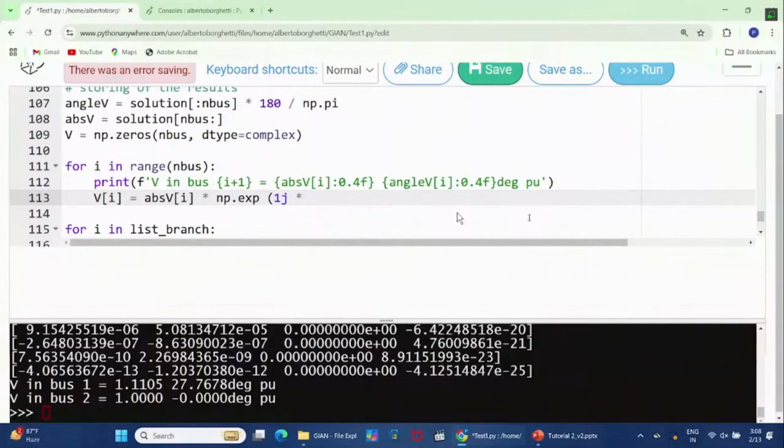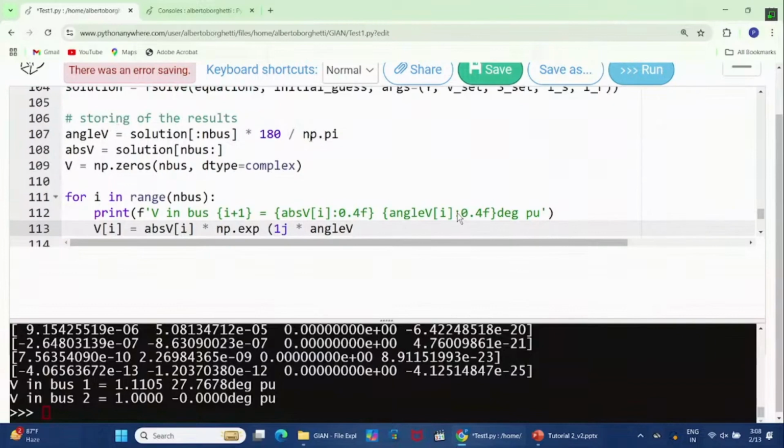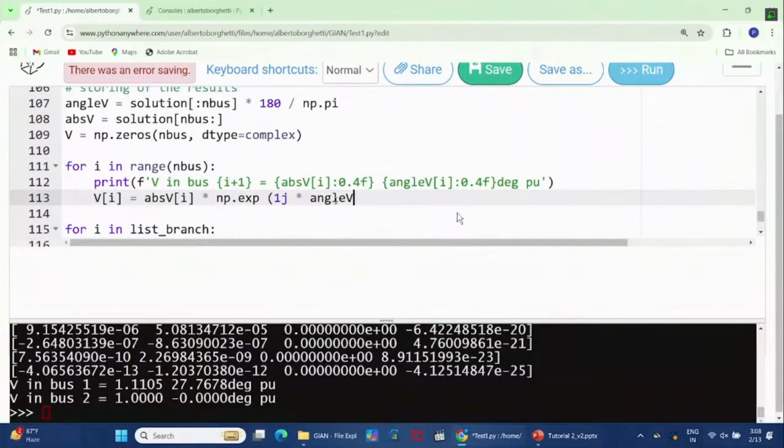So it is angle V. I made an error here: unfortunately, I converted the angle in degrees. In the phasor we need radians, so we need to convert back. We can multiply by np.pi divided by 180. We do the reverse, and then close the parenthesis.